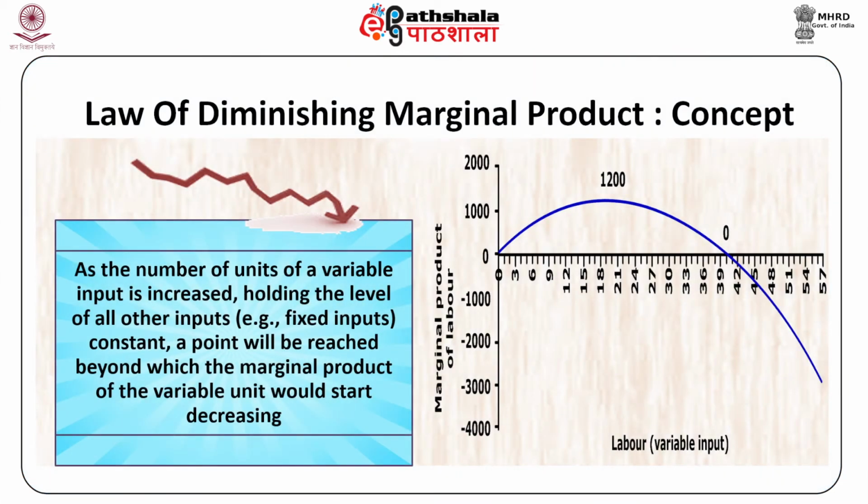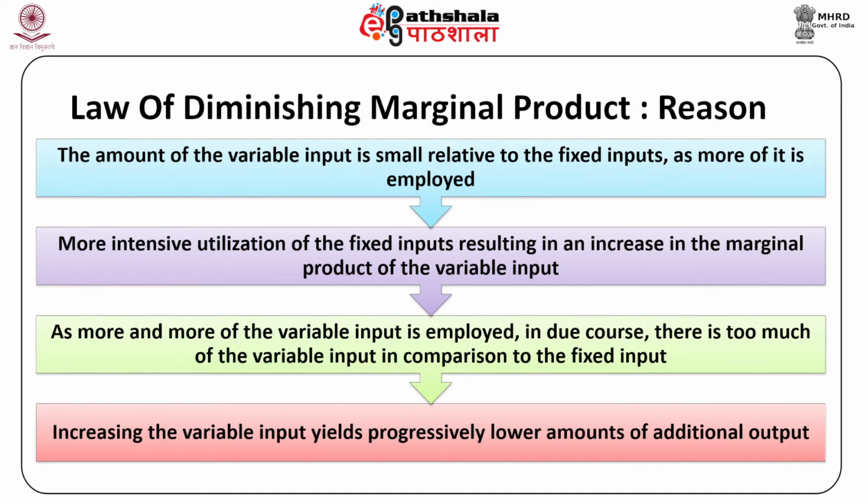The law of diminishing marginal product is a very important principle which says that as the number of units of a variable input is increased, holding the level of all other inputs, for example fixed input, constant, a point will be reached beyond which the marginal product of the variable unit will start decreasing. The slope of the marginal product MPL curve as shown in figure 3 illustrates this principle. The reason this law holds is as follows.